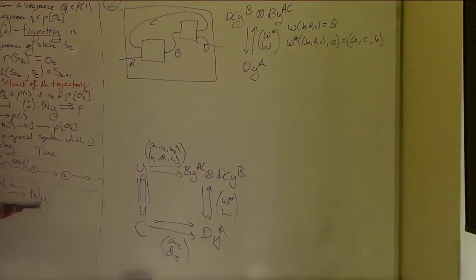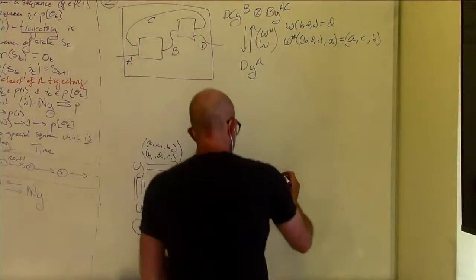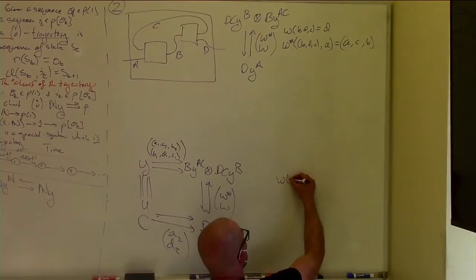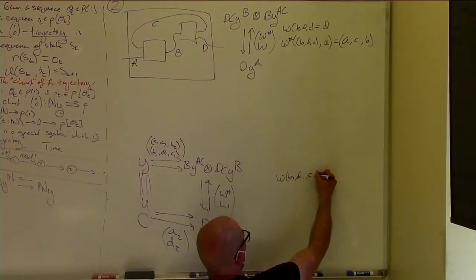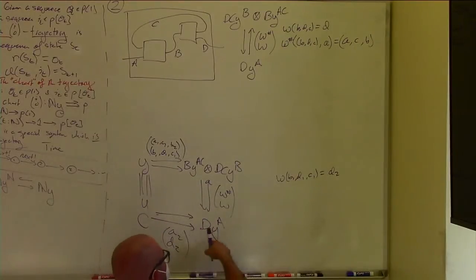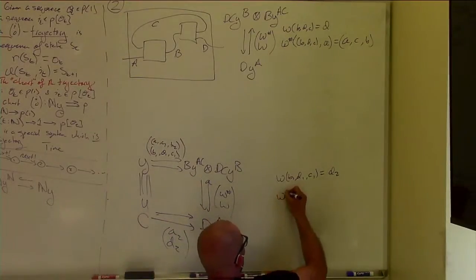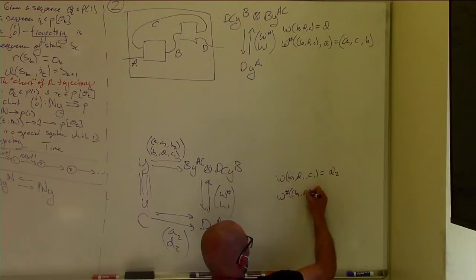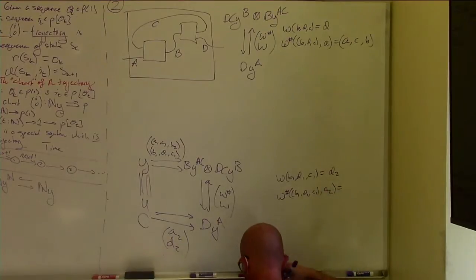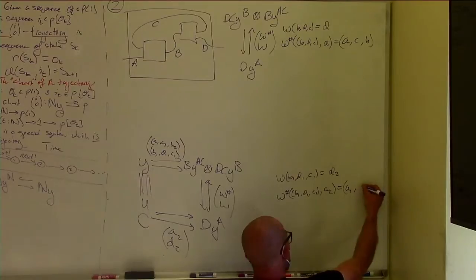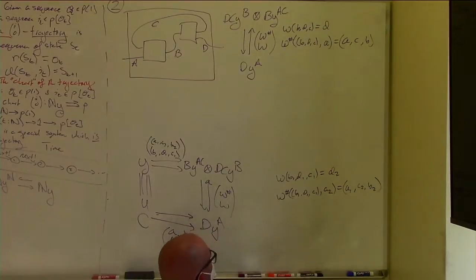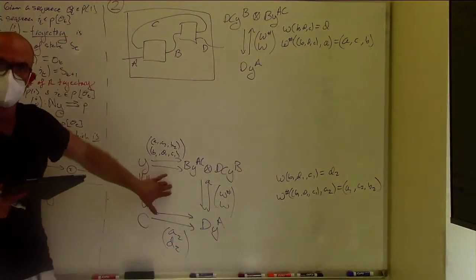And so what this square commuting means is these two equations, which I'll write over here. It means that W of B1, D1, C1 is equal to D2. So that's this way equals that way. And the other one is W sharp of B1, D1, C1, and then A2 is going to equal A1, C2, and B2. Is this visible? Okay. So that's just reading off what the formula for this square means.